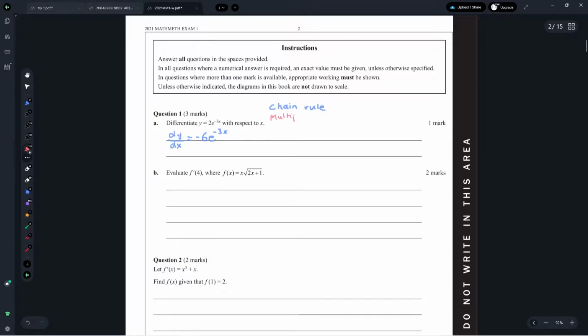So basically we're using the chain rule. If you have e to any power, you just find the derivative of that power and you bring it out the front.